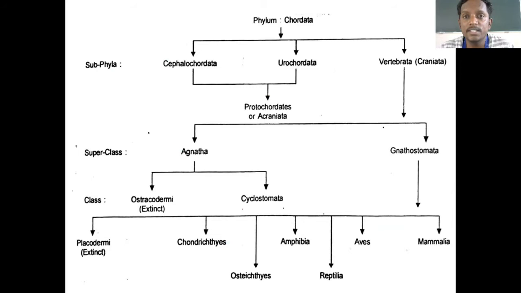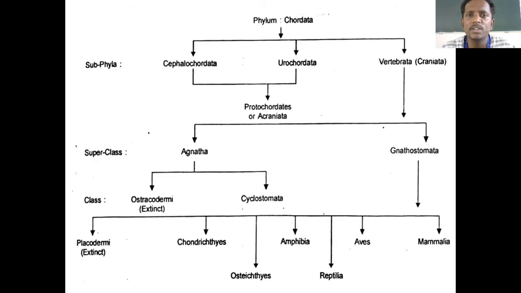This classification is according to the CBSE textbook, what the government has prescribed. If you go into other textbooks and into Google, you will find different types of classification according to different biologists or taxonomists. As I have said, we are going to stick only to the government prescribed textbook. This classification we will follow, and this is somewhat a standard classification. You need not worry. Fine.